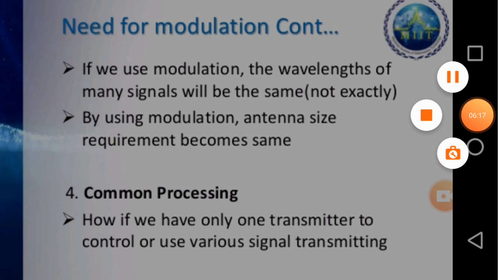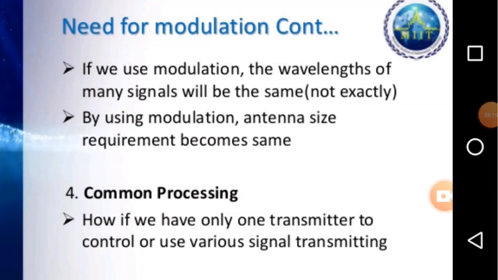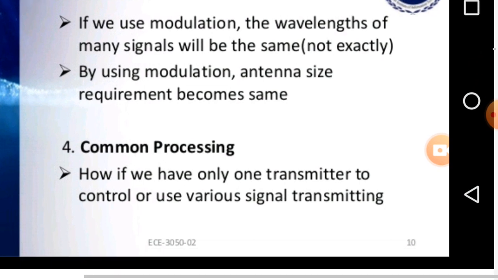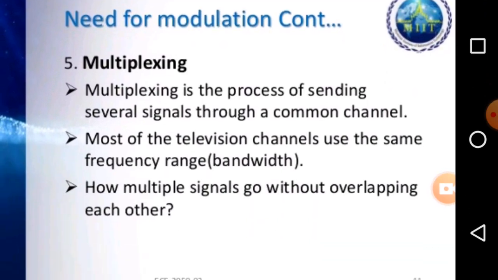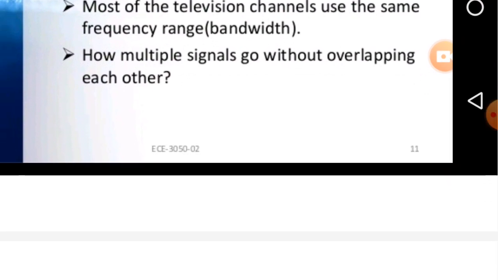Common processing: how if we have only one transmitter to control or use various signal transmitting. Then multiplexing is also needed in modulation. Multiplexing is the process of sending several signals through a common channel. Most of the television channels use the same frequency range, that is bandwidth. How do multiple signals go without overlapping each other? So this is the need for modulation.